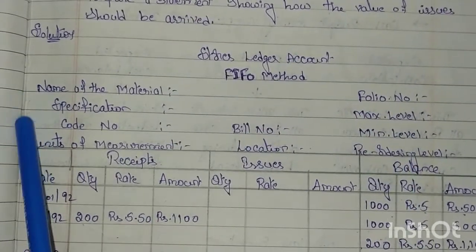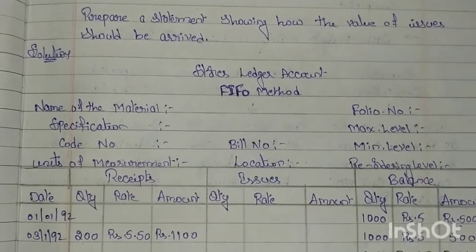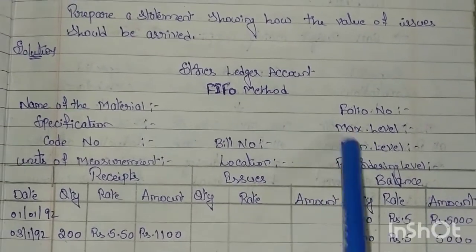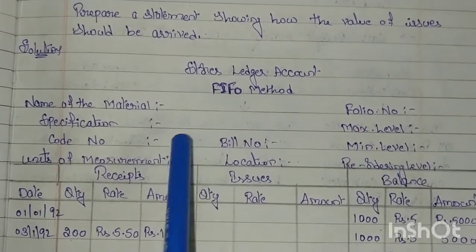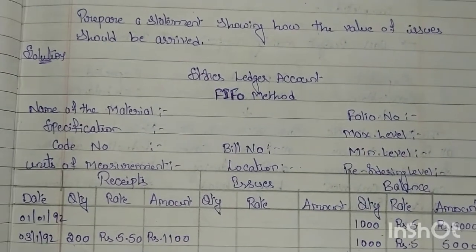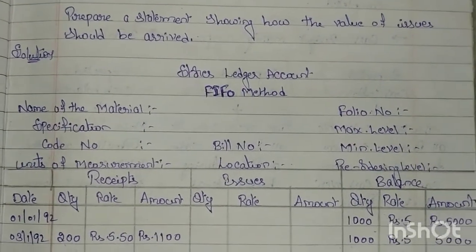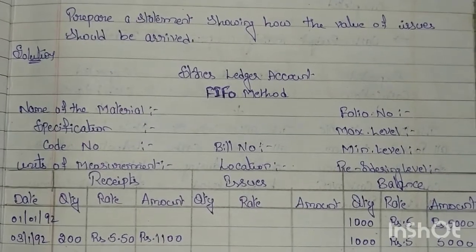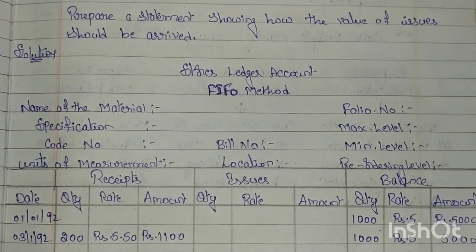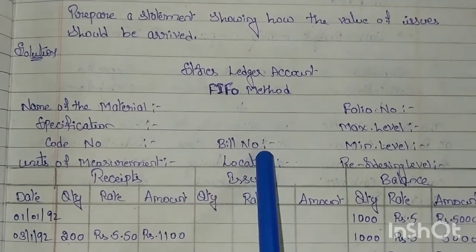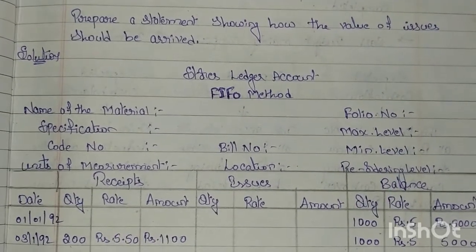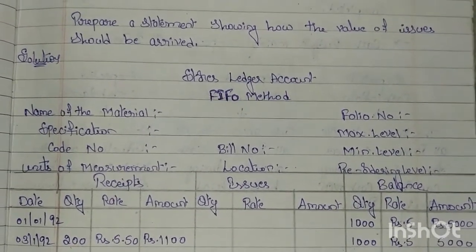All these details should be filled, but in the problem they have not given any information related to these details, so we'll keep it blank and go for preparing the statement. In an original scenario in business organizations, the stores manager, when preparing the stores ledger, will fill in all these details. So let us see how to prepare the statement.